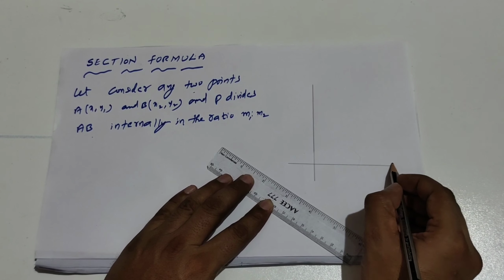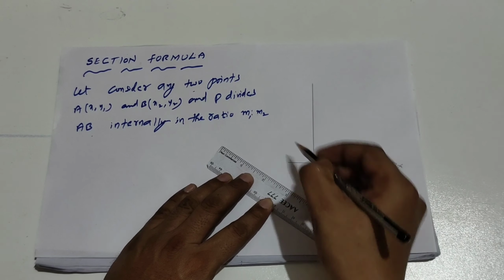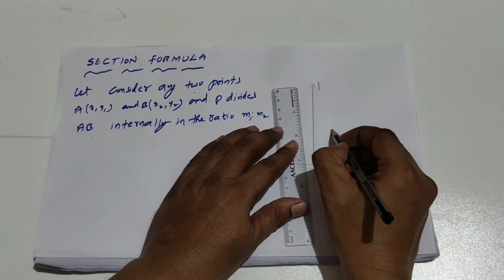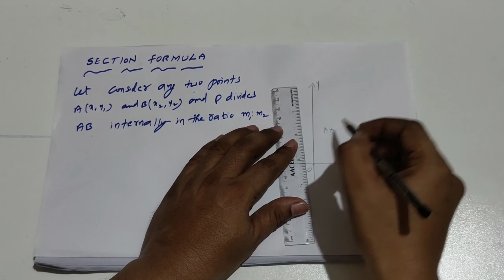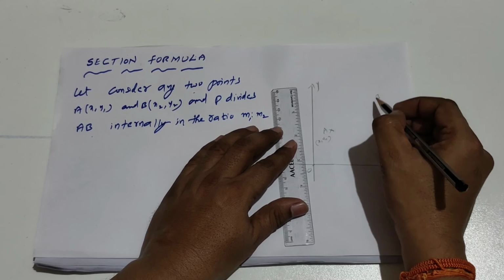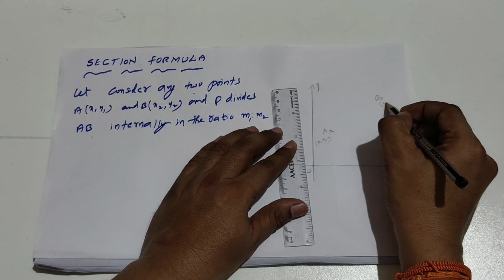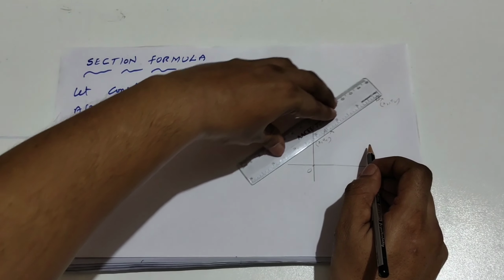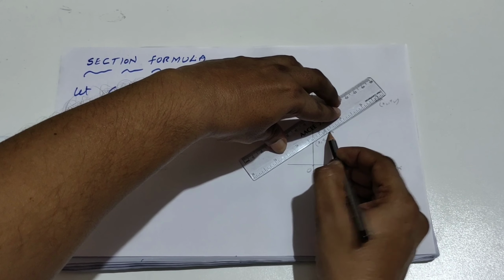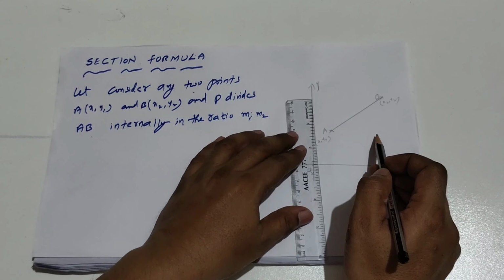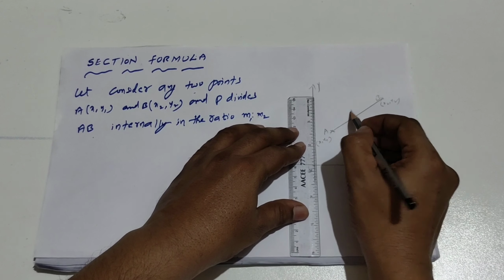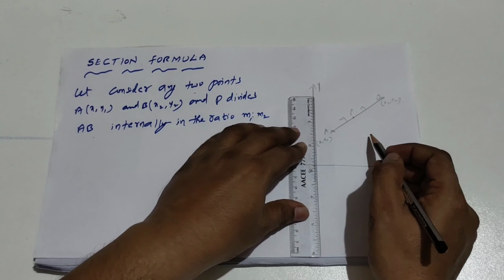In the first quadrant, now here, let us take 2 points A (x1, y1) and B (x2, y2). Now the line joining these 2 points is divided by a point P in the ratio of m is to n.